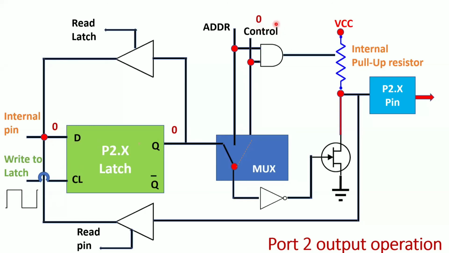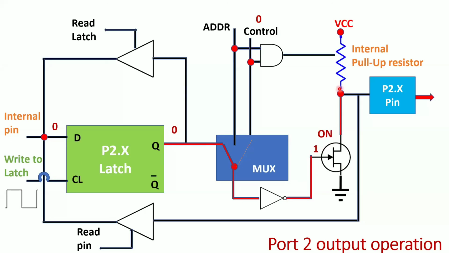Because I am not using it as an address bus, only the output operation, that control is 0. Control 0 means the switch is always connected to Q, and this Q consists of 0. The same 0 value is given to the NOT gate, and you will get 1 here. The 1 is given to the transistor, so the transistor is in the on state.